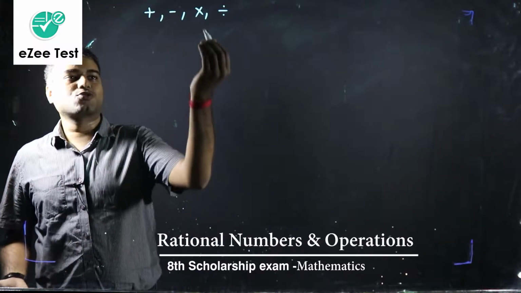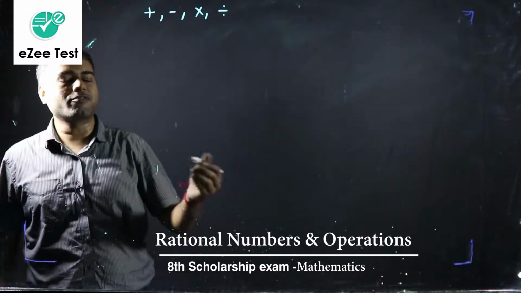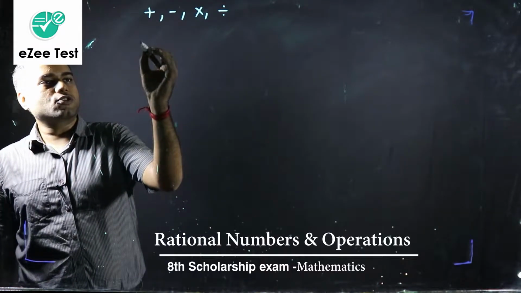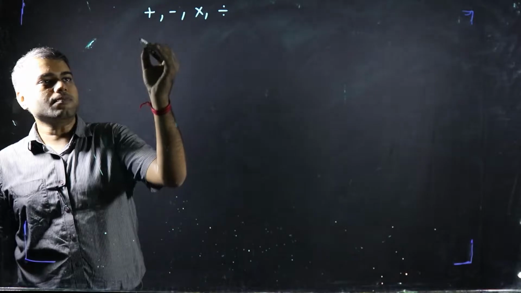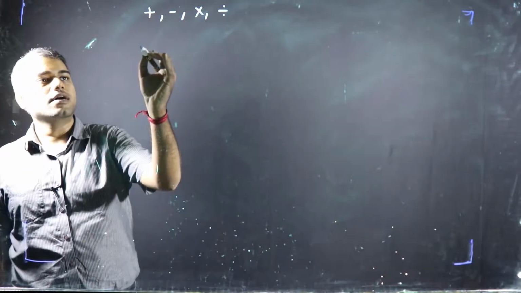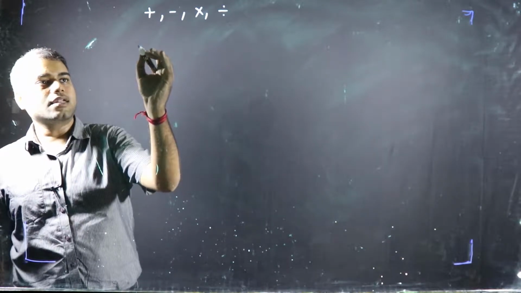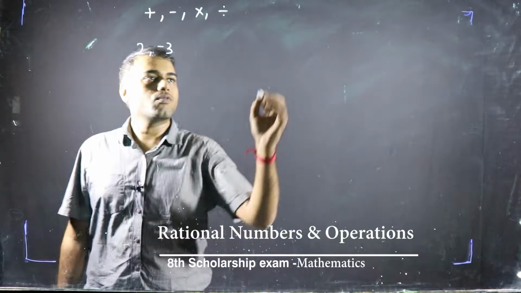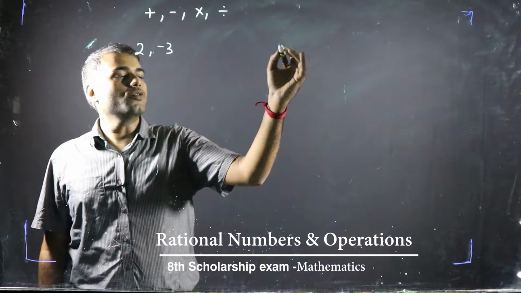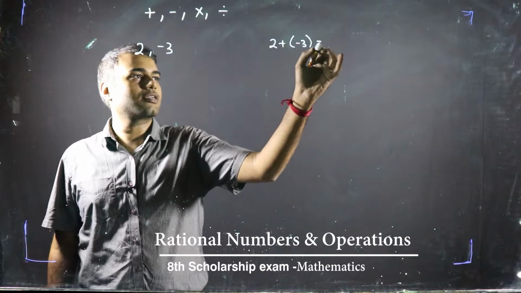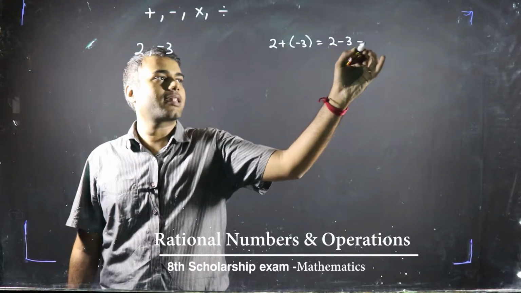Like what is 2 plus 3? It equals 5. It will be very silly, right? But still, I've seen many students make mistakes in these concepts when these operations involve a negative number. So for example, let's take a number 2 and let's take another number minus 3. So what is 2 plus minus 3?